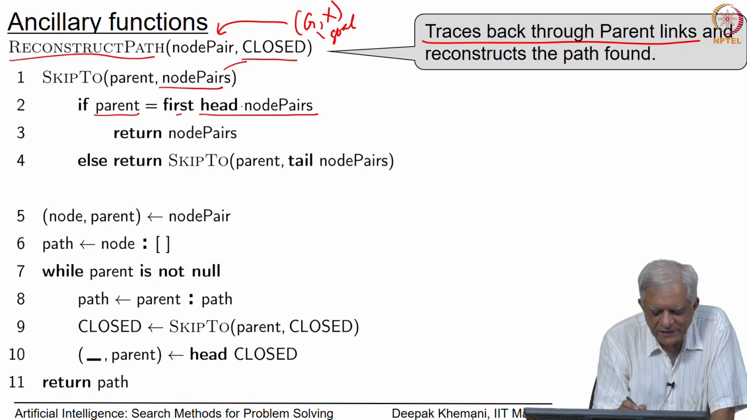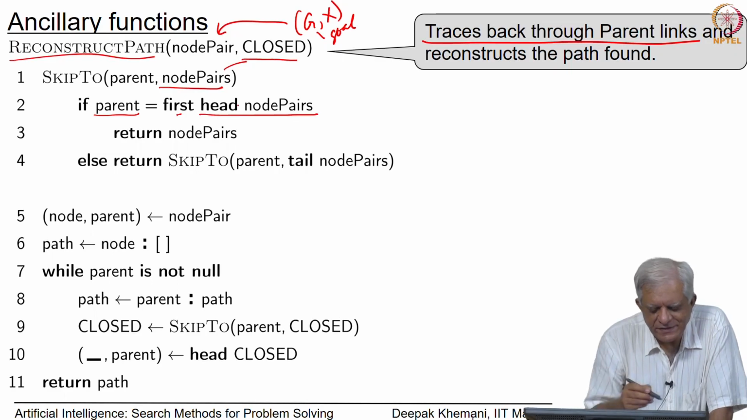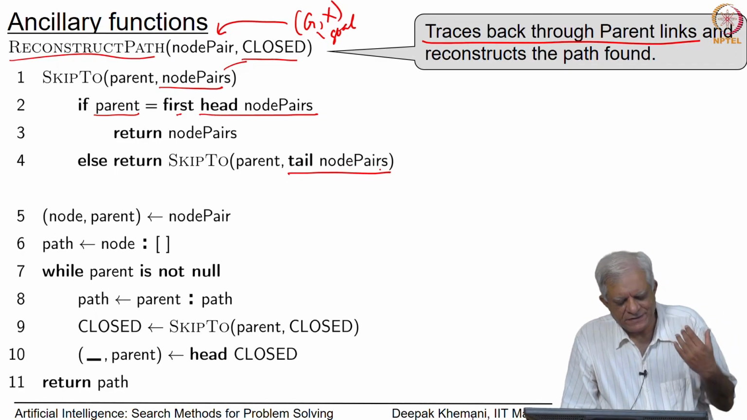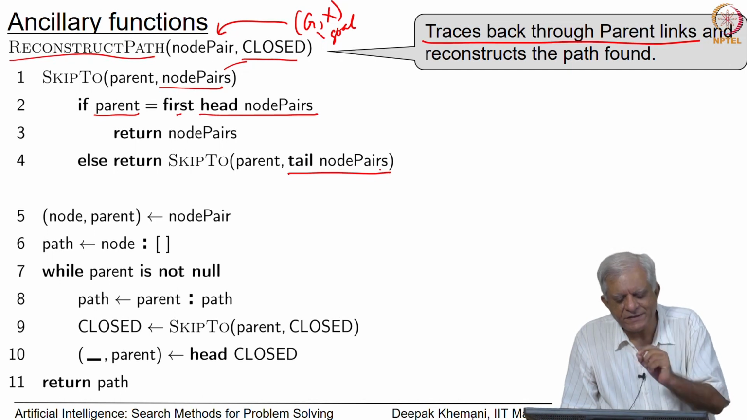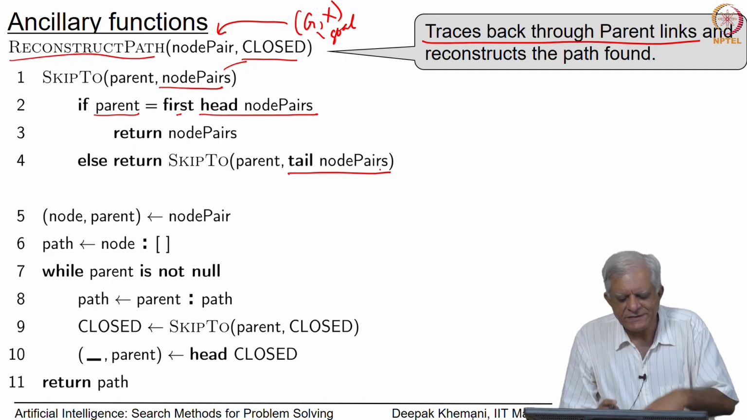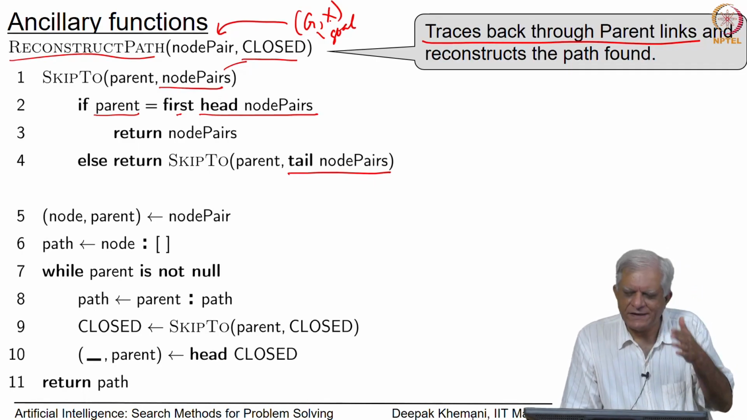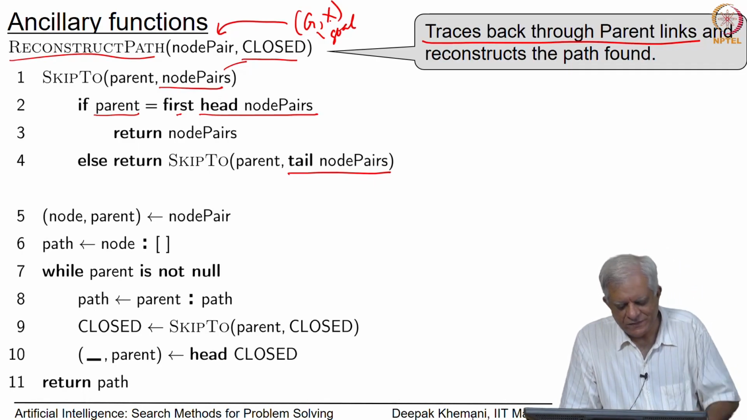So, we look at the head of the node pairs, and if the first element is equal to the parent, then we say yes, this is the node pair that we are returning, else we move to the tail of the node pairs. Essentially we are scanning through the closed list, looking at one element at a time and seeing whether the parent that we are interested in, which is this node X here, is present there or not. Once we find that X, then we will look for the parent of X and so on.